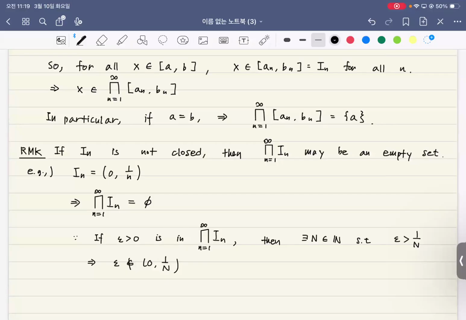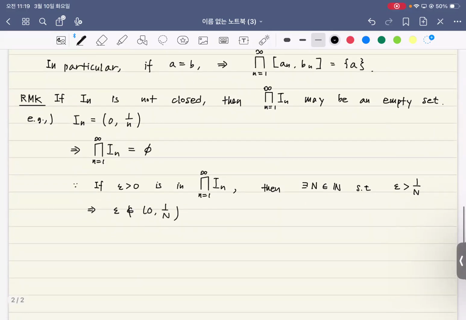So the fact that these intervals are closed is going to play a very crucial role in proving this theorem. All right. I have very interesting applications of the nested interval theorem, such as the AGM of two positive numbers.